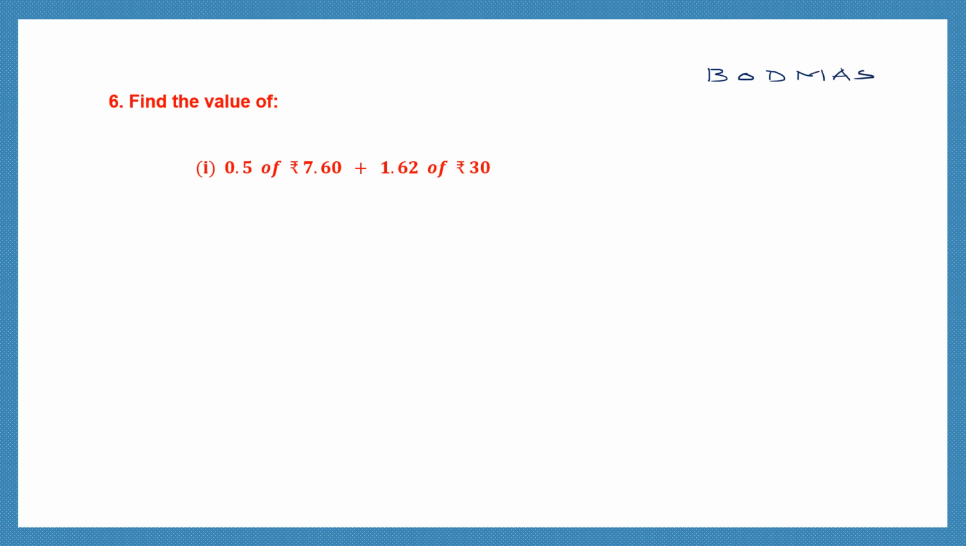So in this question, we have "of" and we have addition. According to BODMAS, we should do "of" first. So we can take up the first one and do it. That is 0.5 of, which means into, 7.60. Now we're going to take this as two decimal numbers, as you can see. We're going to ignore the point and multiply.